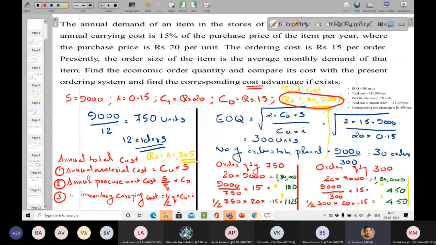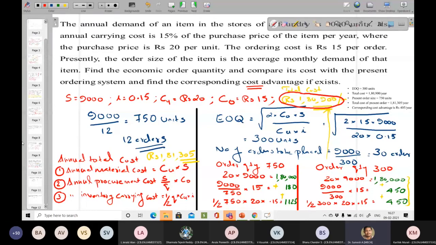And you can compare the annual total cost comprising these three factors. Using that information, you can justify whether to go for price discounts or not. If you are going for price discounts, which order quantity will be better? The EOQ model need not always be better. Sometimes price discount cases sound better. You can only compare based on the annual total cost.